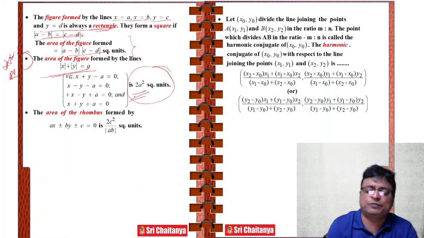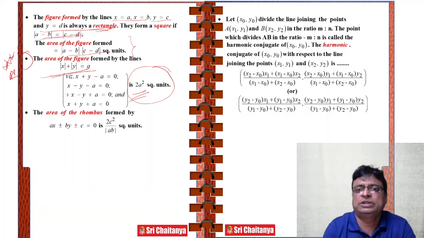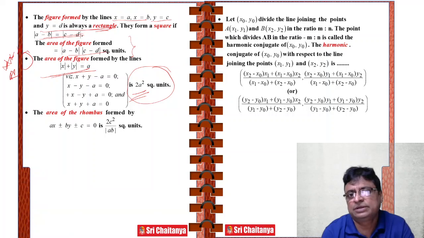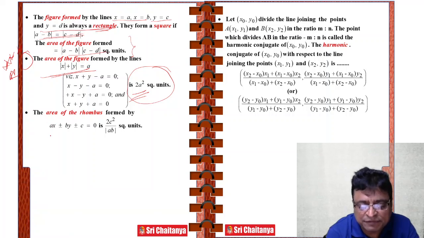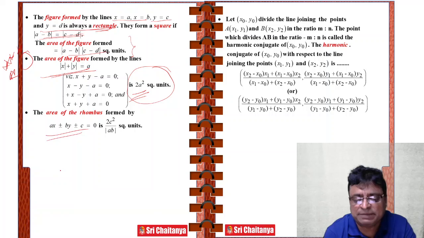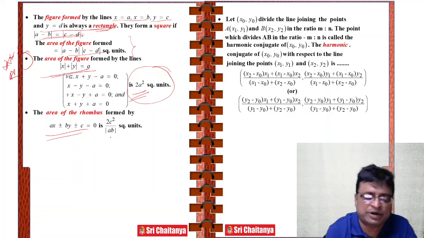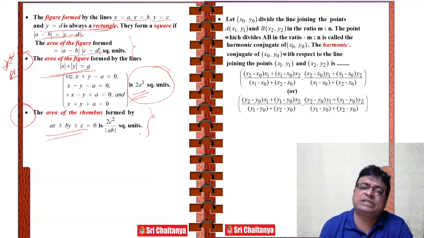If they are asking you to find the area of the figure formed by mod x plus mod y equal to 4, you immediately answer 2 into 4 square, 2 into 16, that is 32 square units. Similarly, the area of the figure formed by the lines ax plus by plus or minus c equal to 0 is 2c square by mod ab. Again, the same question was asked in one of the IIT examinations.